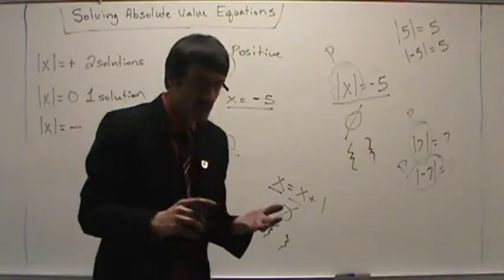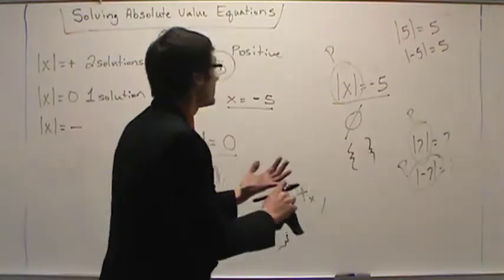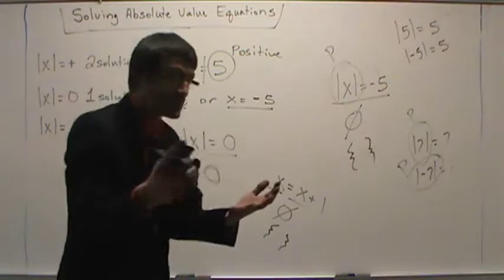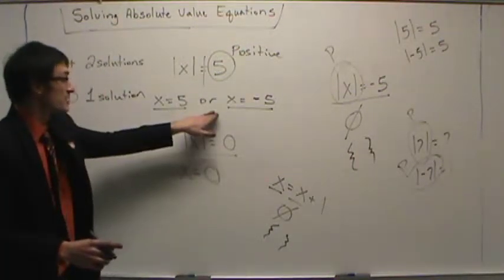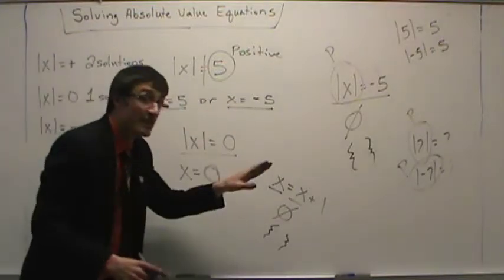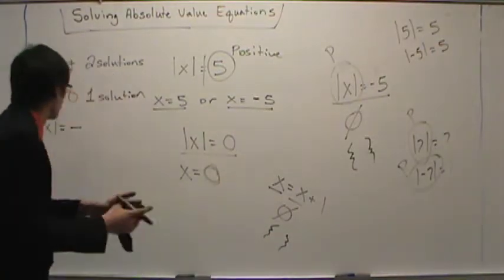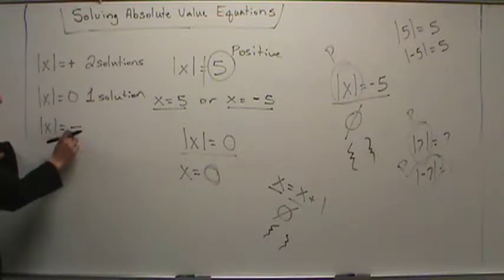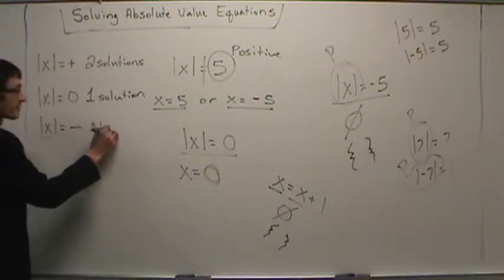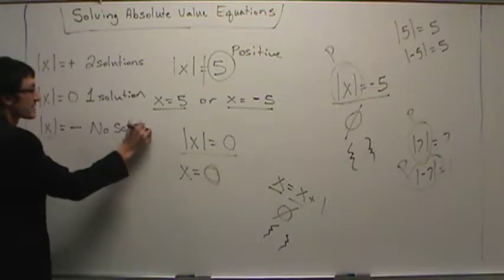So we see equations can have what? One solution. Equations can have, like we did first day, one solution. Well, here's one solution. Equations can have what? Two solutions. Equations can have no solution. Okay, so if the absolute value of x is equal to a negative number, how many solutions do we have? There is no solution. Okay, so this is the first thing we have to establish.